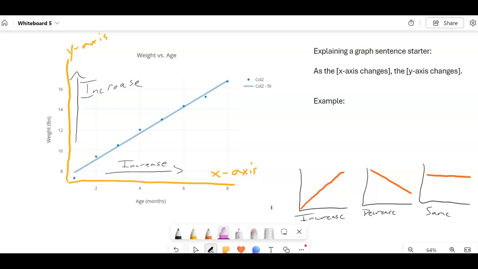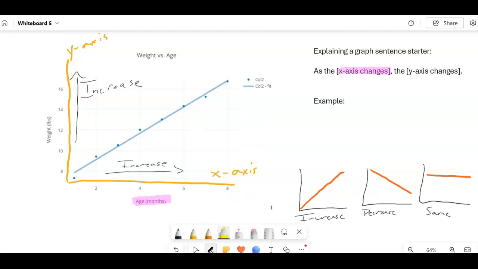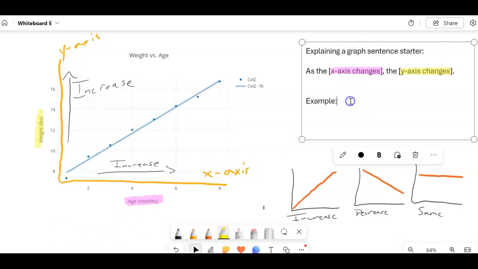Now I'm going to do some highlighting. We've got a sentence starter here, and it's pretty easy, but there's a lot of information that we need to fill in, these brackets. As the x-axis changes, the y-axis changes. The x-axis, in this case, is going to be the age in months, and the y-axis is going to be the weight. I wanted to highlight that because now we can fill stuff in to our example.